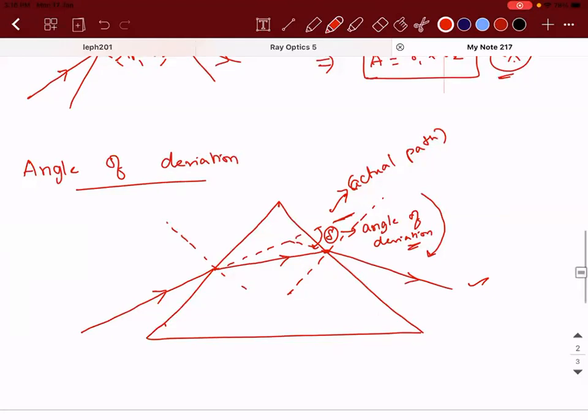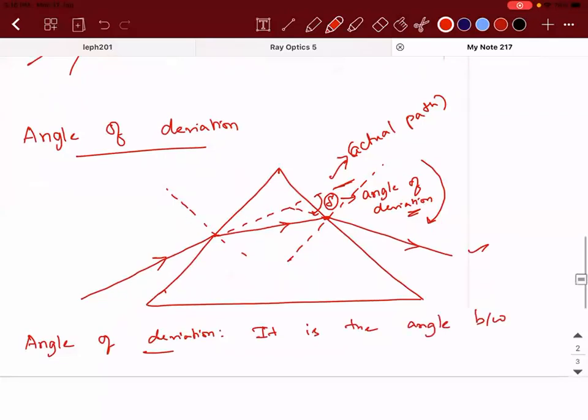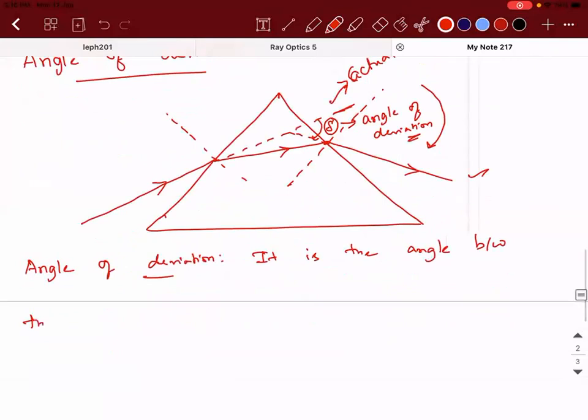Okay. So what is angle of deviation? Let's see the definition of it. It is the angle between the extended incident ray and the emergent ray.